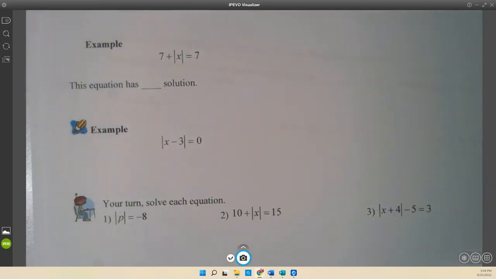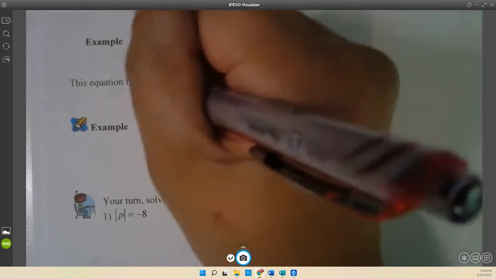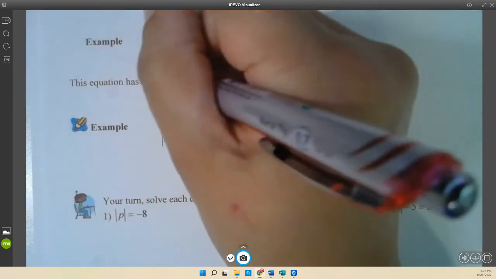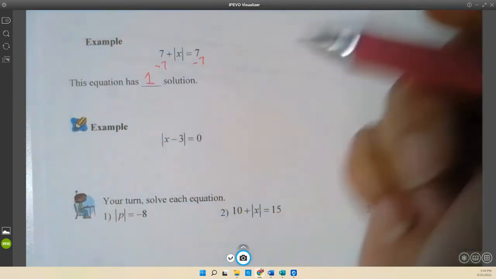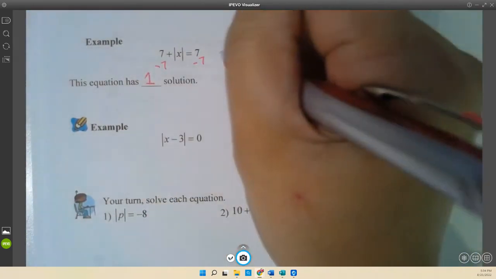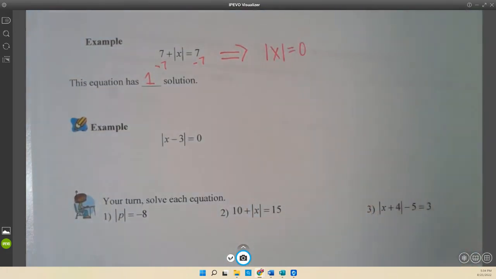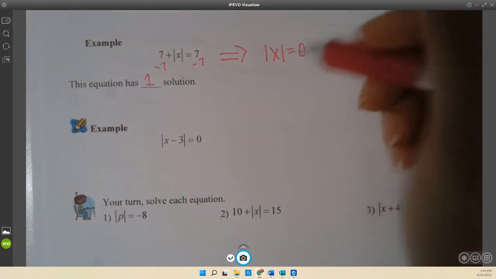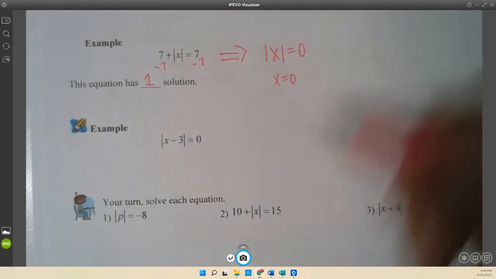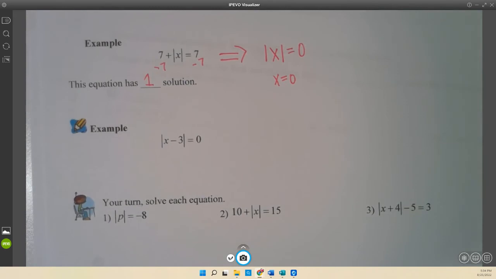And sometimes it's possible that you do actually only have one answer. And that's because you see when I try to solve this next example, I'm going to subtract 7 from both sides to try to isolate the absolute value. And then I get that the absolute value of x is equal to 0. And the distance from 0 is 0. So if you ever get that the absolute value is equal to 0, then there is one answer. And that solution is that x equals 0.